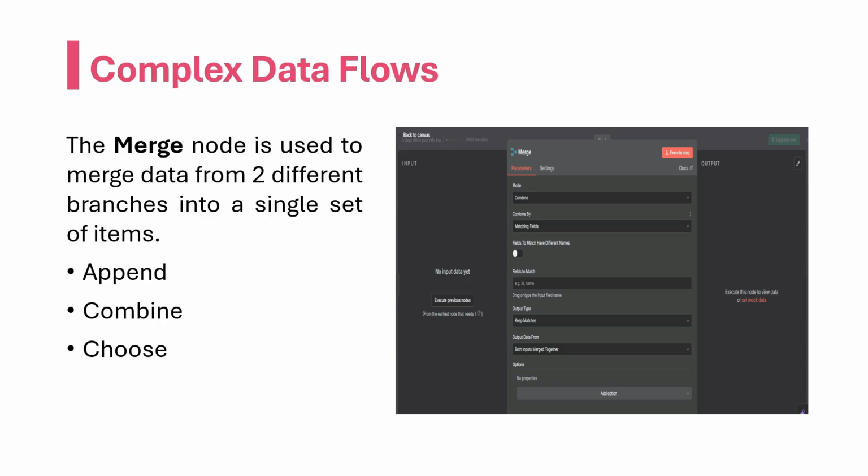This level of flexibility makes the Merge node perfect for integrating data from multiple paths in your workflow. Here you can see an example screenshot of how the parameters of the Merge node actually look, and here we can see the mode. So we get three options: choose, combine, and append. We can choose based on our criteria, and we can perform complex data flows very efficiently.